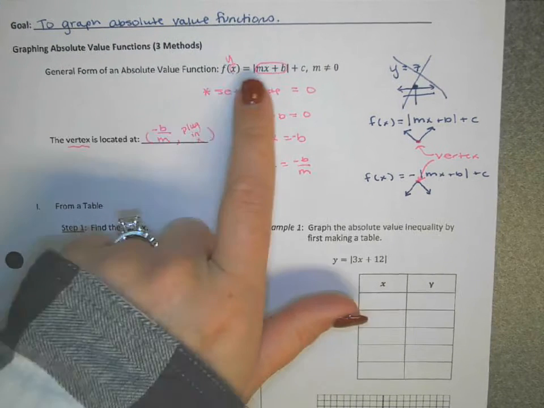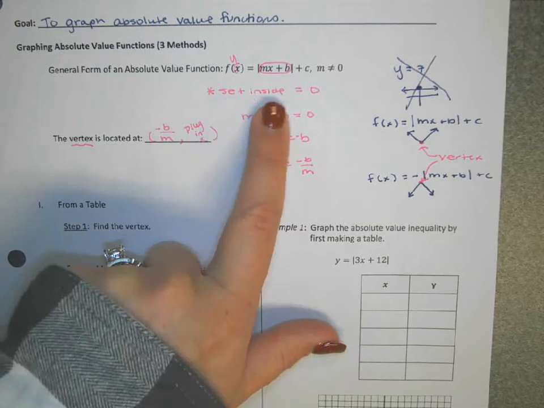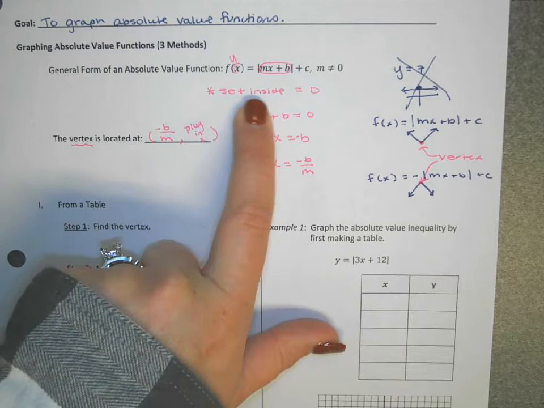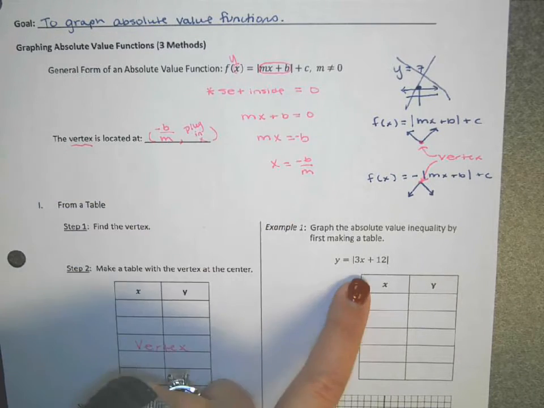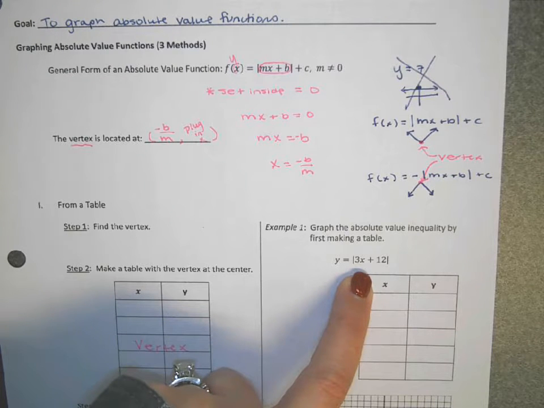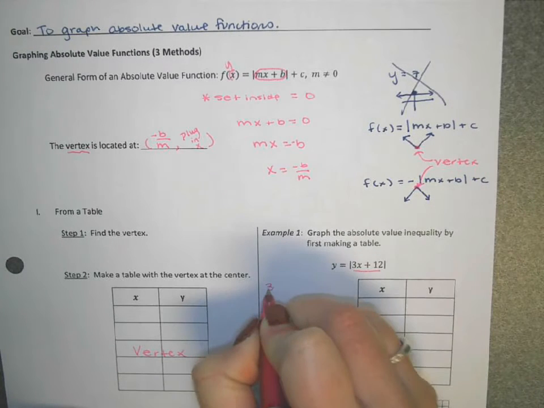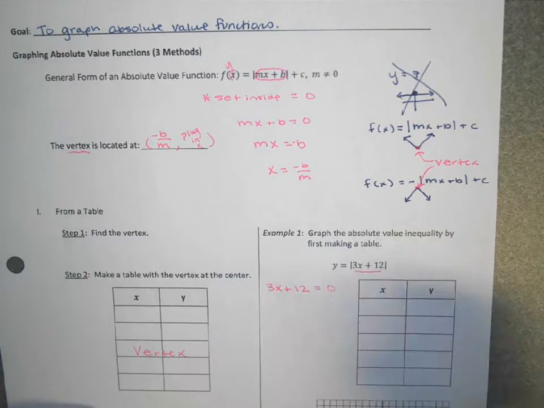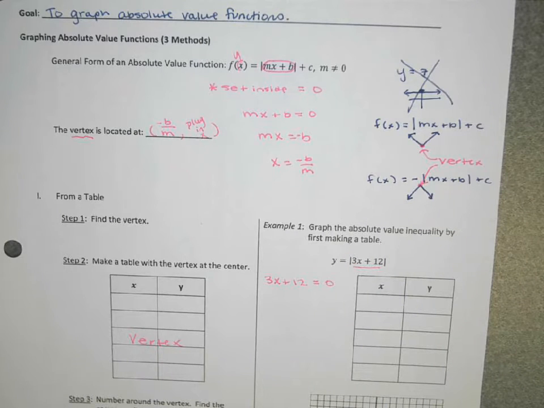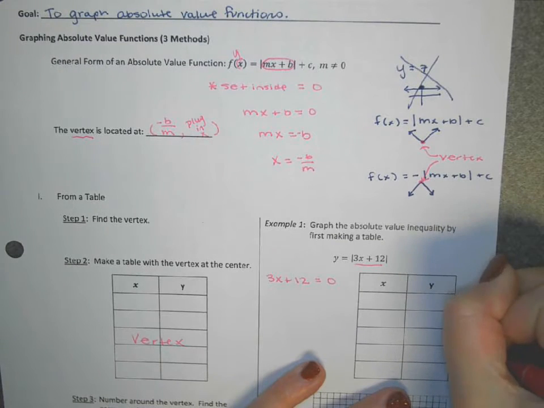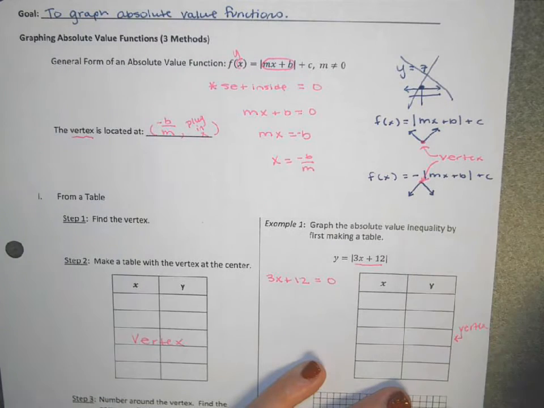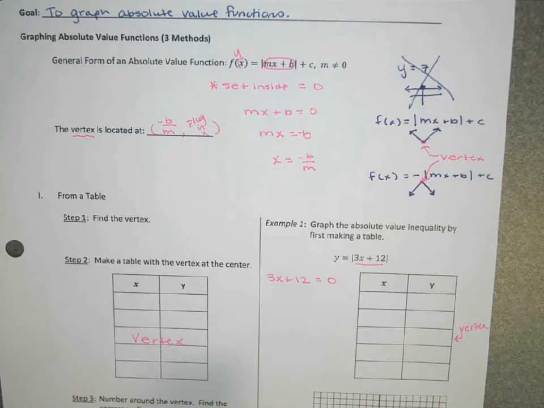What did we do first when we're trying to find the vertex? Set the inside equal to 0. So what's the inside of this equation? Yes, the 3x plus 12 is going to be the inside. So we're taking 3x plus 12 and we set it equal to 0. And we're going to have to solve for x. Now we're going to put the vertex right here in the center of that table. So what's my first step here to get x alone? Subtract the 12.